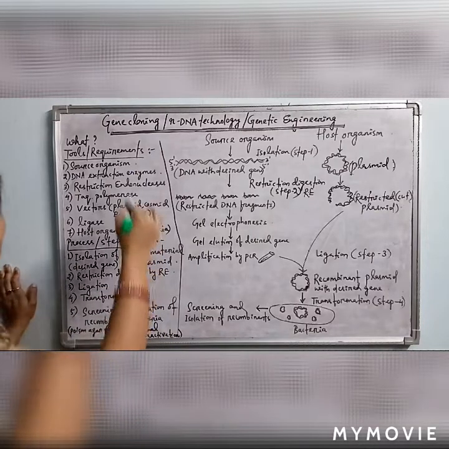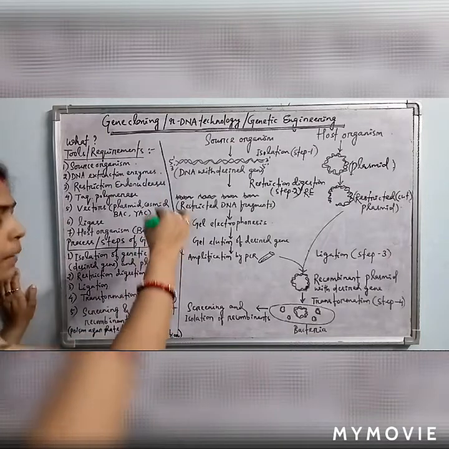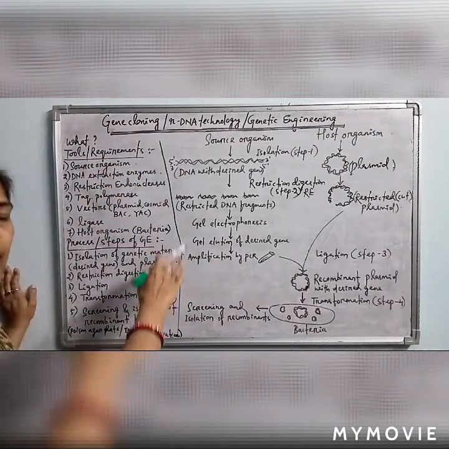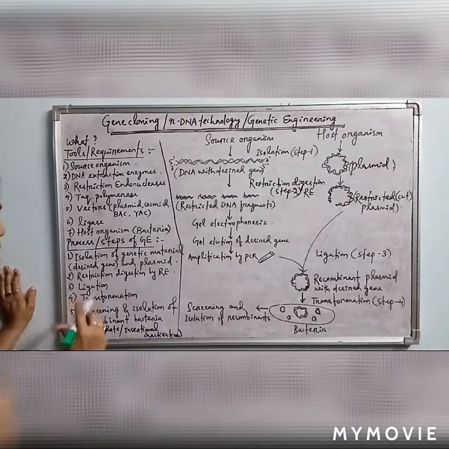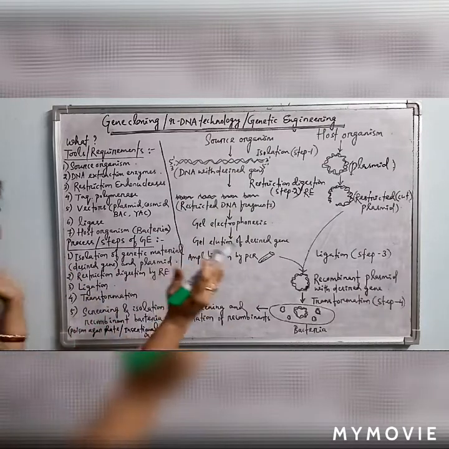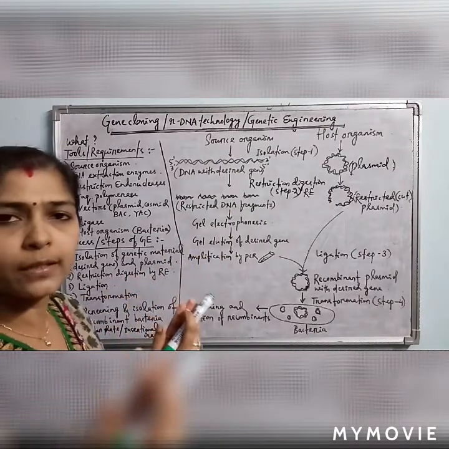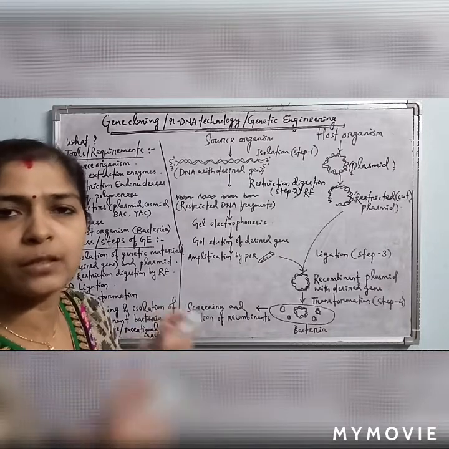So by using a specific restriction endonuclease, the second step is restriction digestion of both: the DNA having the desired gene from the source, and the plasmid from the host. These are cut. Then the third step is ligation of the both, so that we can get the recombinant plasmid with the desired gene.